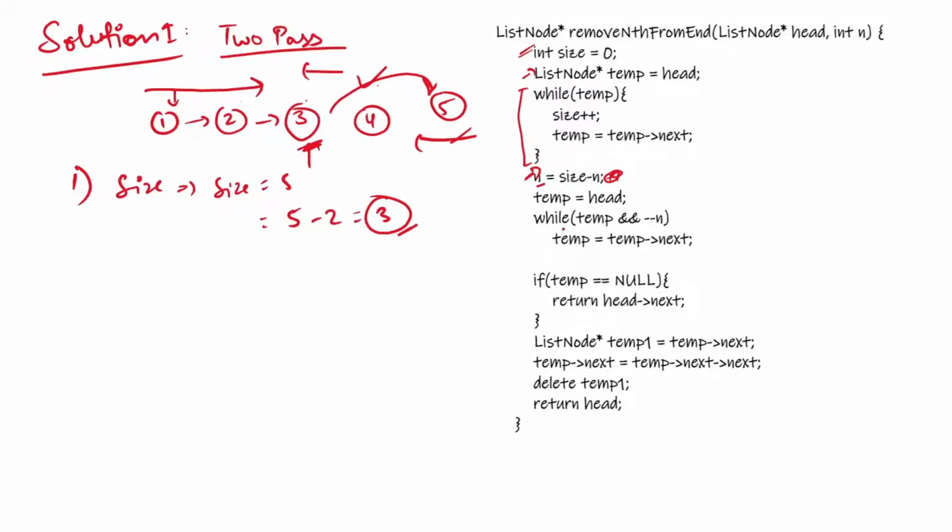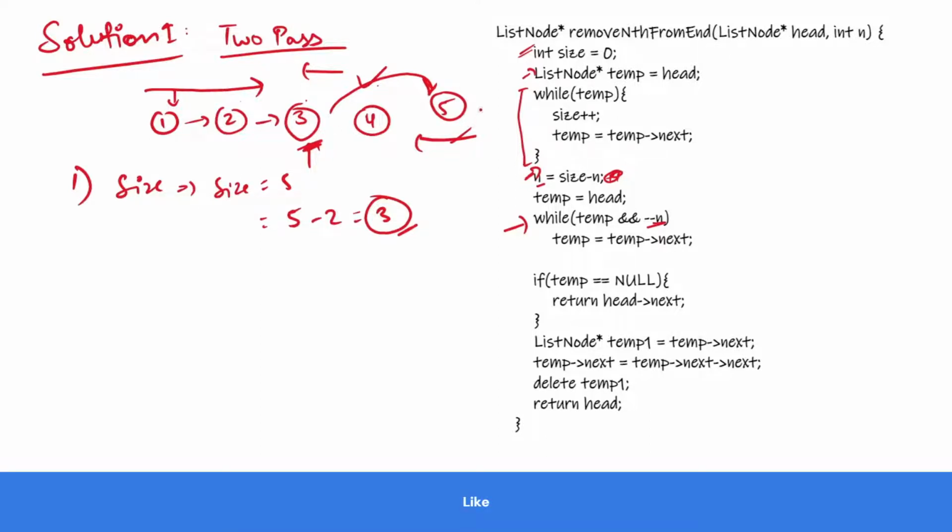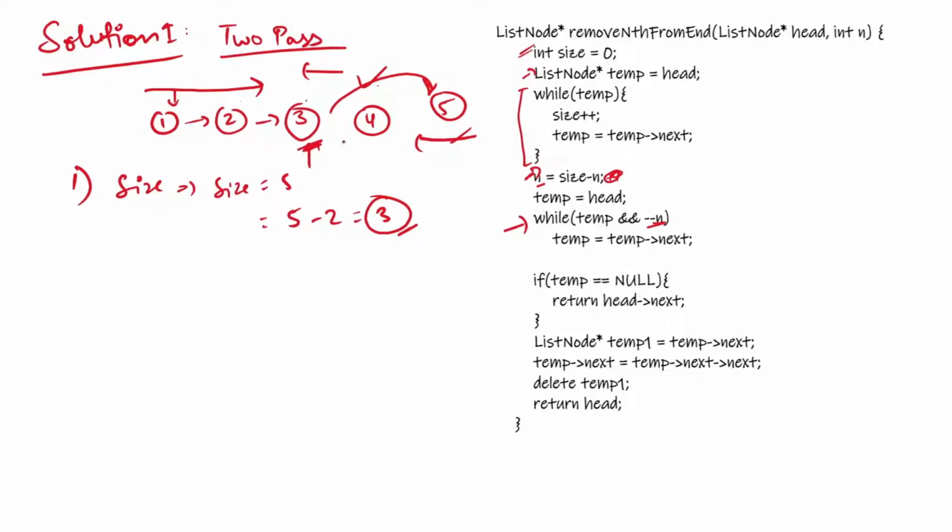So I will move temp till the nth point, till 3. After that, let's say I have to delete my 0th node from the end, that means I have to delete the head. In that case I will return head next. If our temp is pointing to null, in that case I will return head next. Otherwise, in this case I have to make this link.